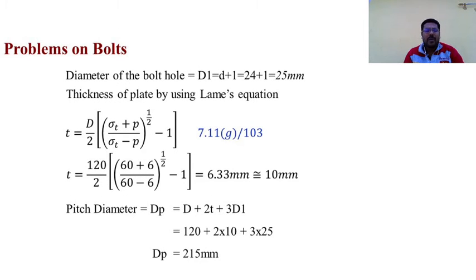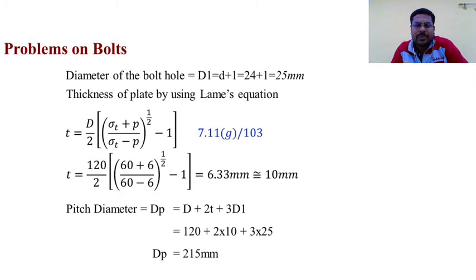Again we go for the pitch diameter dP. Find out the dP value. The circumferential pitch lies between 20 root of d1 and 30 root of d1, then find the dP value. The diameter of the bolt hole is capital D1, which is equal to d1 plus 1, that is 24 plus 1, equal to 25 mm.